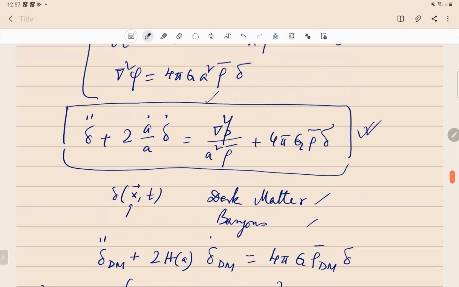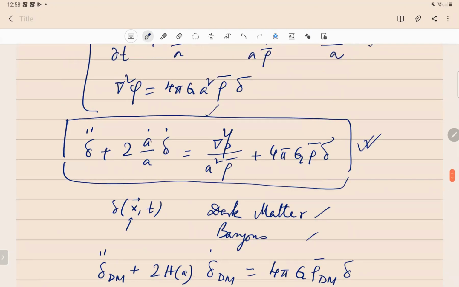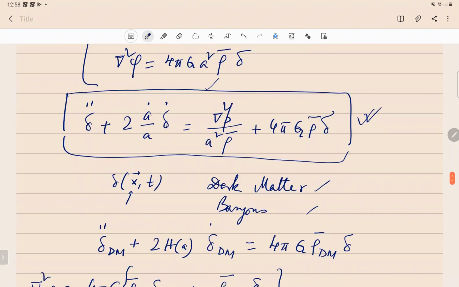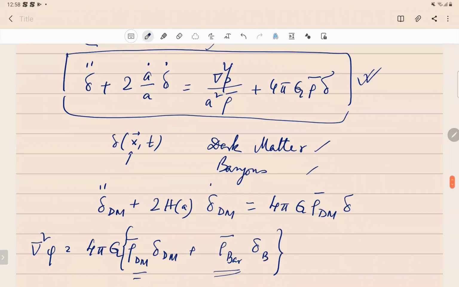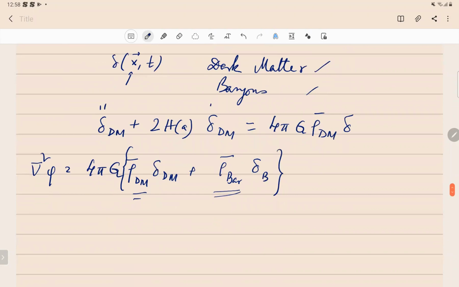So on the right-hand side, even when you write this equation for baryons, as we shall see, you will have a pressure term for baryons. But on the right-hand side, you would still write rho bar dark matter and delta dark matter. On the left-hand side you would have baryons, but on the right-hand side you would have rho bar for dark matter because the baryon contribution is very, very small. Okay, but anyway, we'll talk about baryons later.